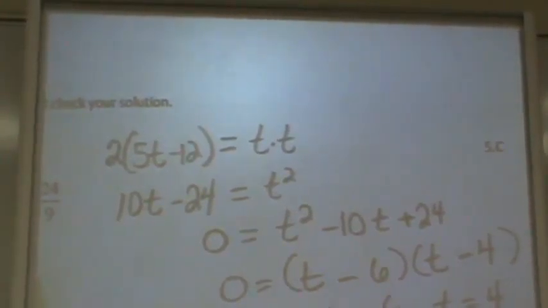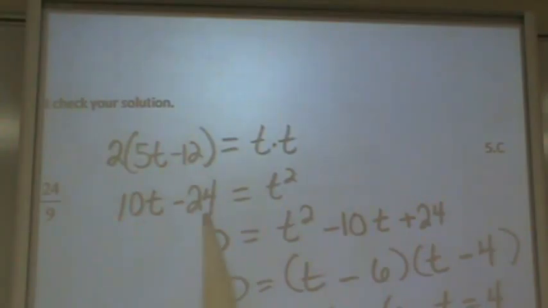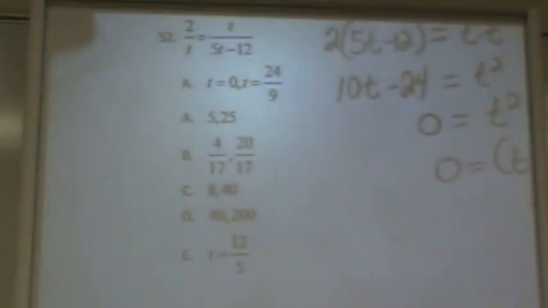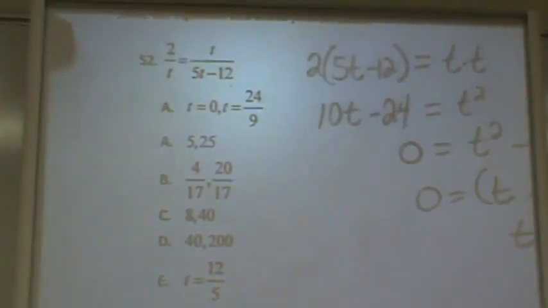2 times 5t minus 12 is 10t minus 24. T times t is t squared. T squared minus 10t plus 24. 6 times 4 is 24. I believe my answer is correct, and they have the wrong answer. So the answer is 6 and 4.